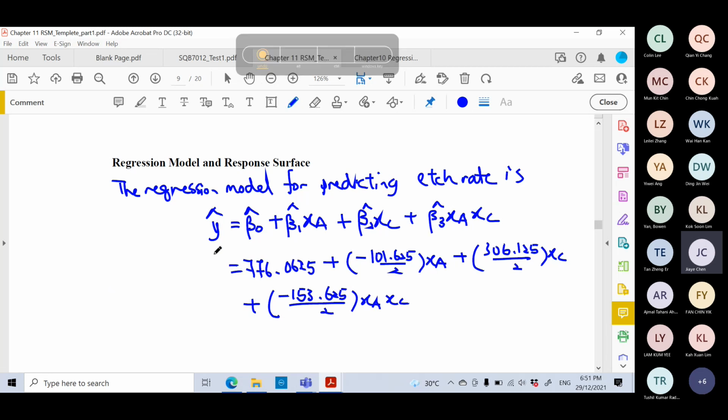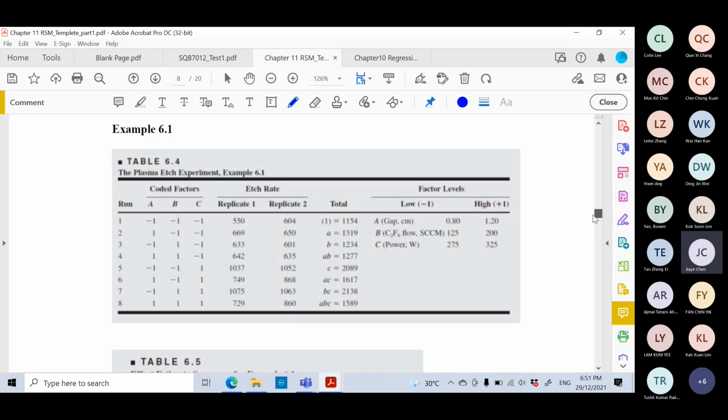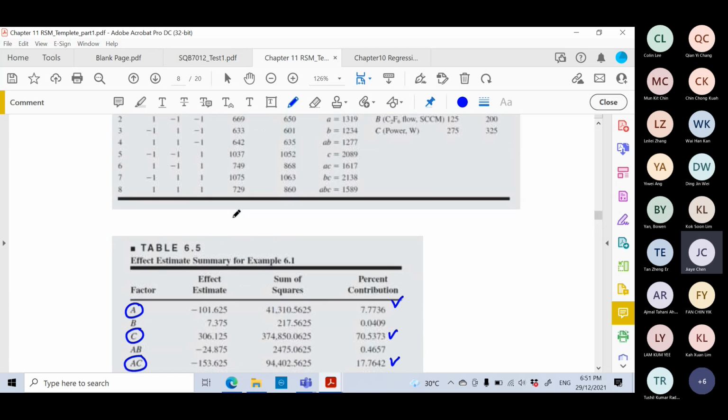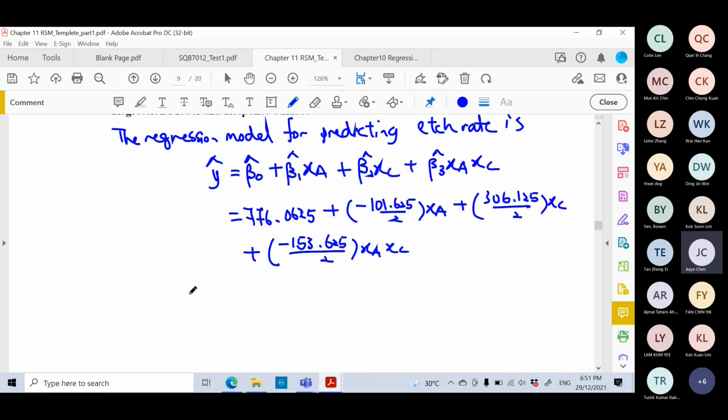So we have a fitted equation given by the following one. Of course, regarding XA and XC here, if you observe, I did not mention that XA and XC can only take the values of minus 1 or plus 1.